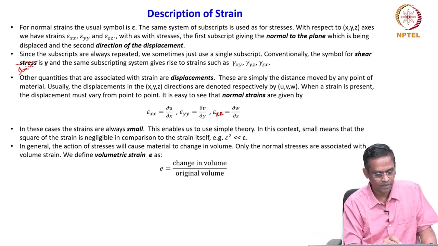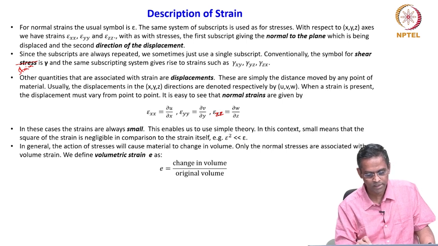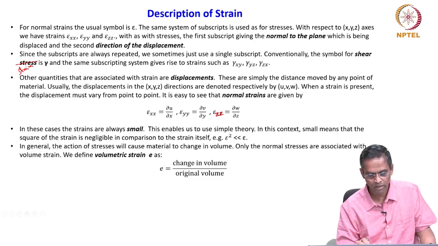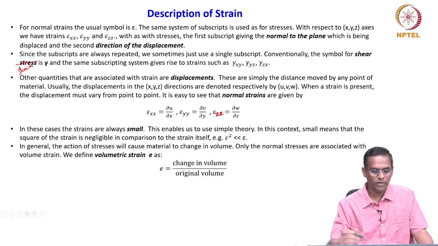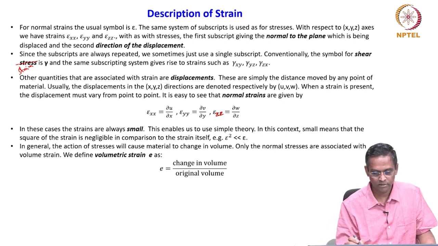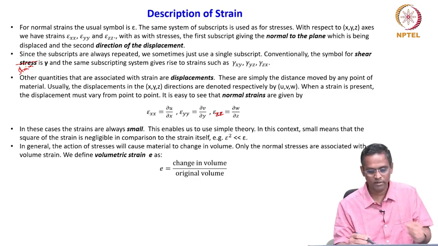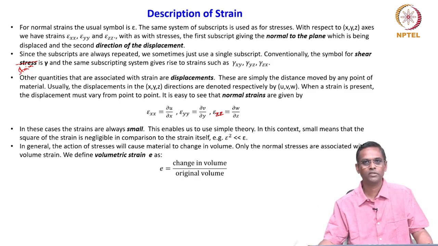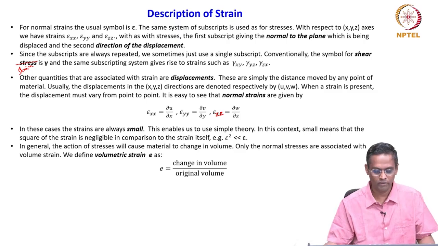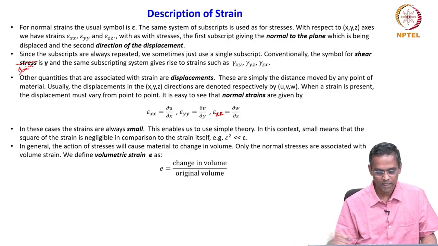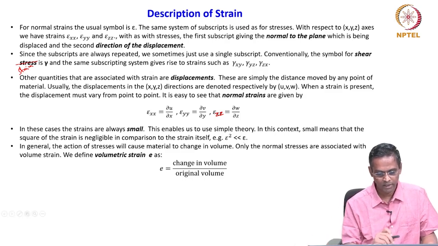In general, the action of stresses will cause material to change its volume. Only the normal stresses are associated with the volume strain. We define volumetric strain E as change in volume divided by original volume. So we are bringing now a little more detail as compared to normal strain, and later on we will also see engineering strain. But even before going into other details of normal strains, now we are talking about volumetric strain, right?